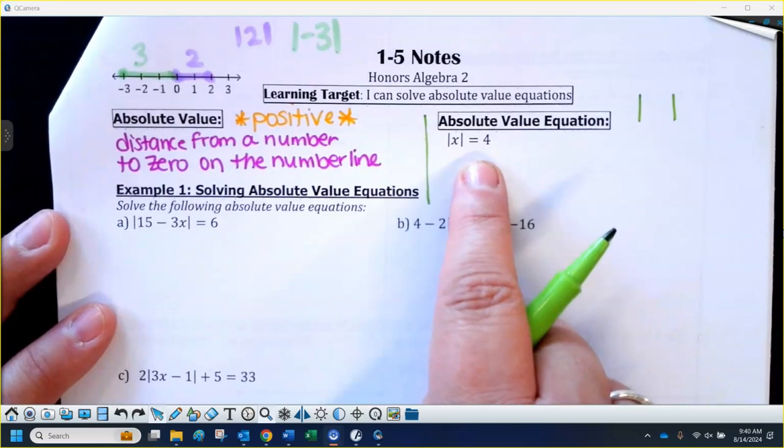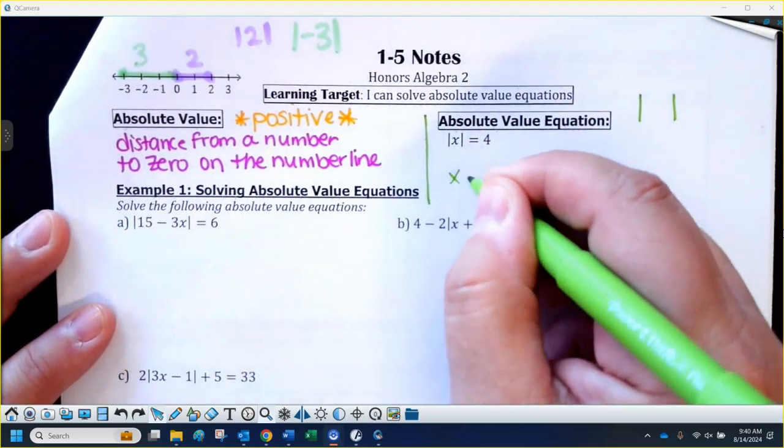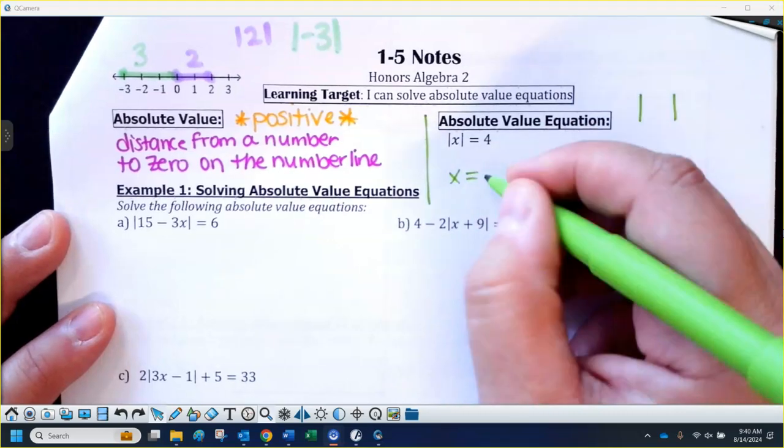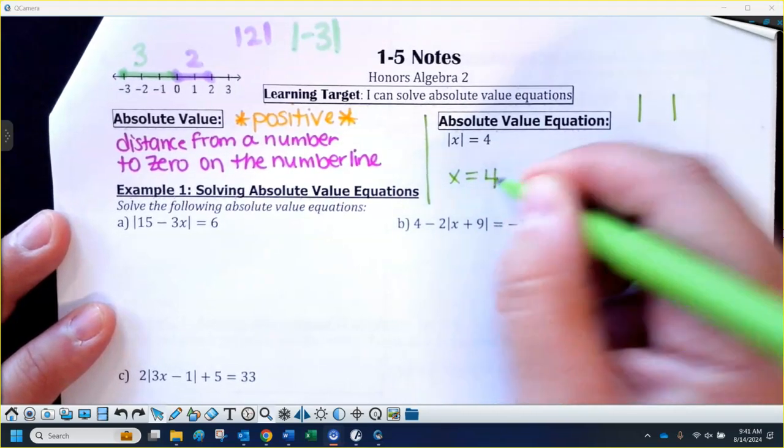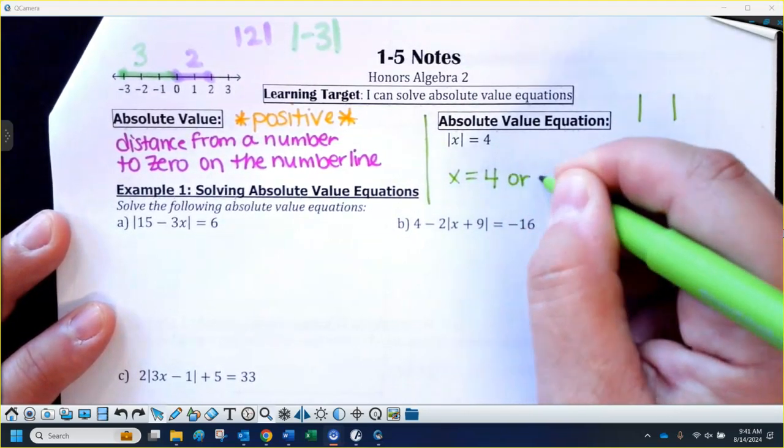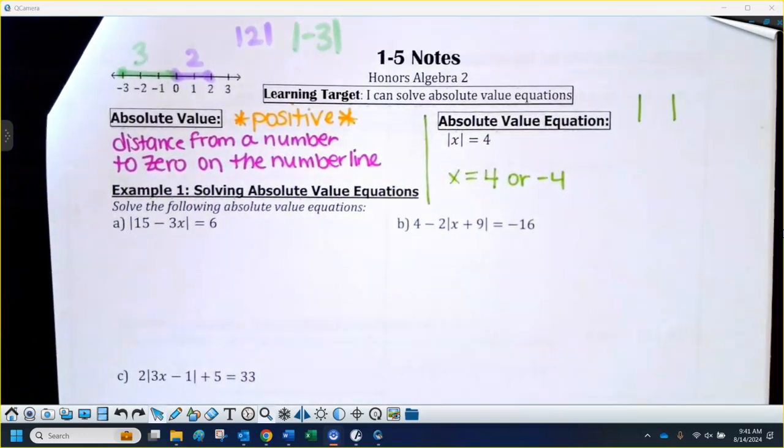Does anybody know what the answer to that equation is? Hunter, what do you think? Yes, it could be 4 or it could be -4, because if I take my absolute value, that'll cancel out the negative. So these questions are going to have most of the time 2 answers, and sometimes you might have to check. We're going to get into that a little bit more today.